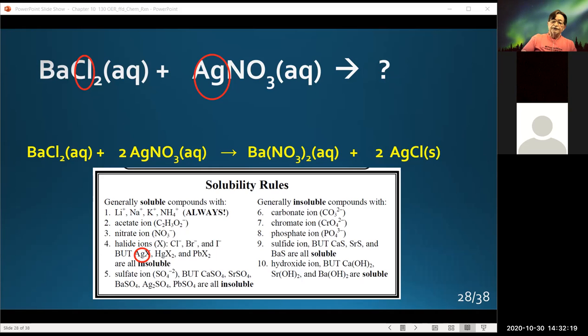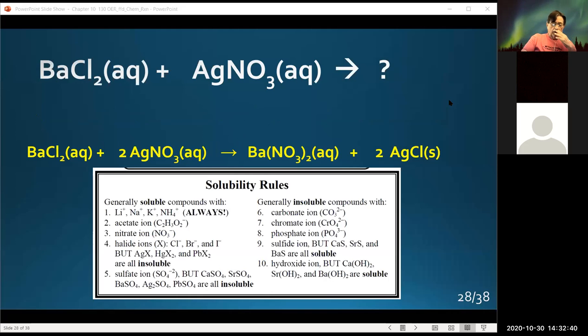Some of these equations, as far as balancing is concerned, can get pretty crazy, but I'm not going to give you anything far out there, outlandish, as far as having to balance it. It'll be pretty straightforward.